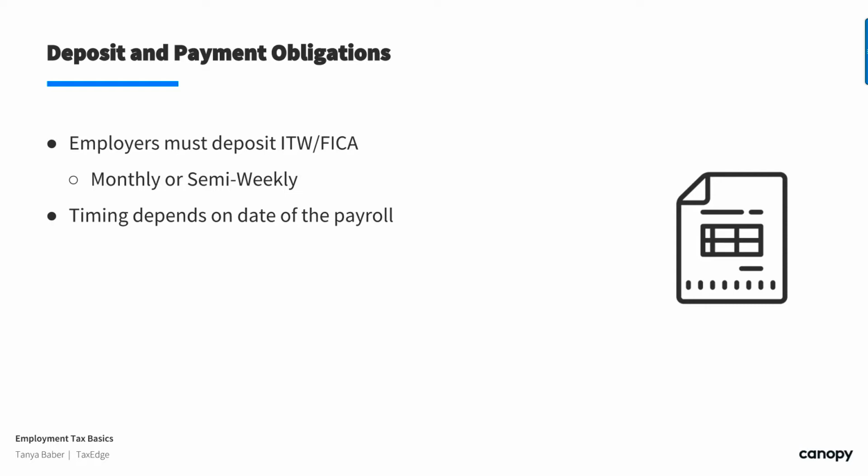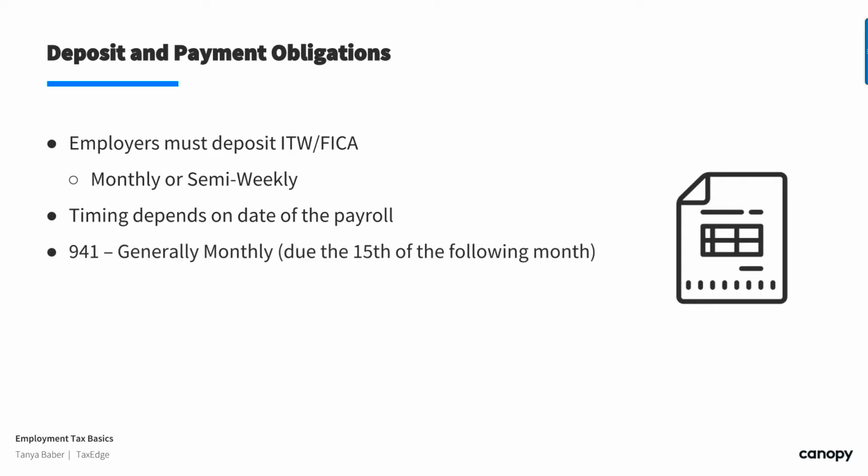But let's say that you waited a day and now you're paying that payroll on October 1st instead. That's actually not due until November 15th if you're a monthly filer. So that's where the timing depends on the date of the payroll. The date you actually date that check is what determines it. 941s are generally monthly, so it's due the 15th day following the month that payroll is dated.